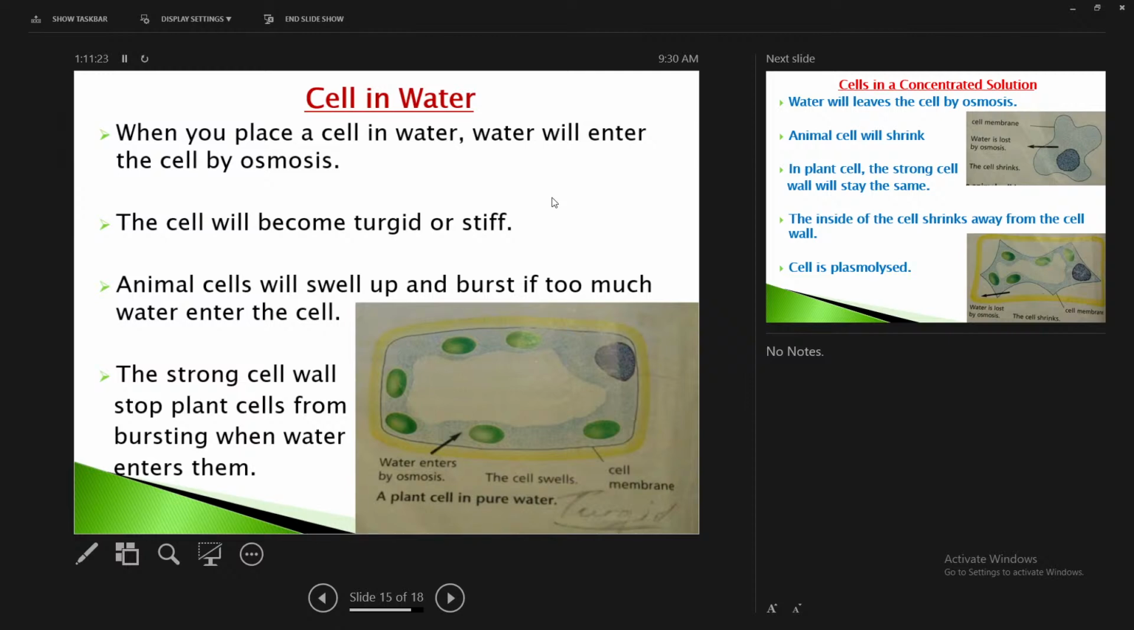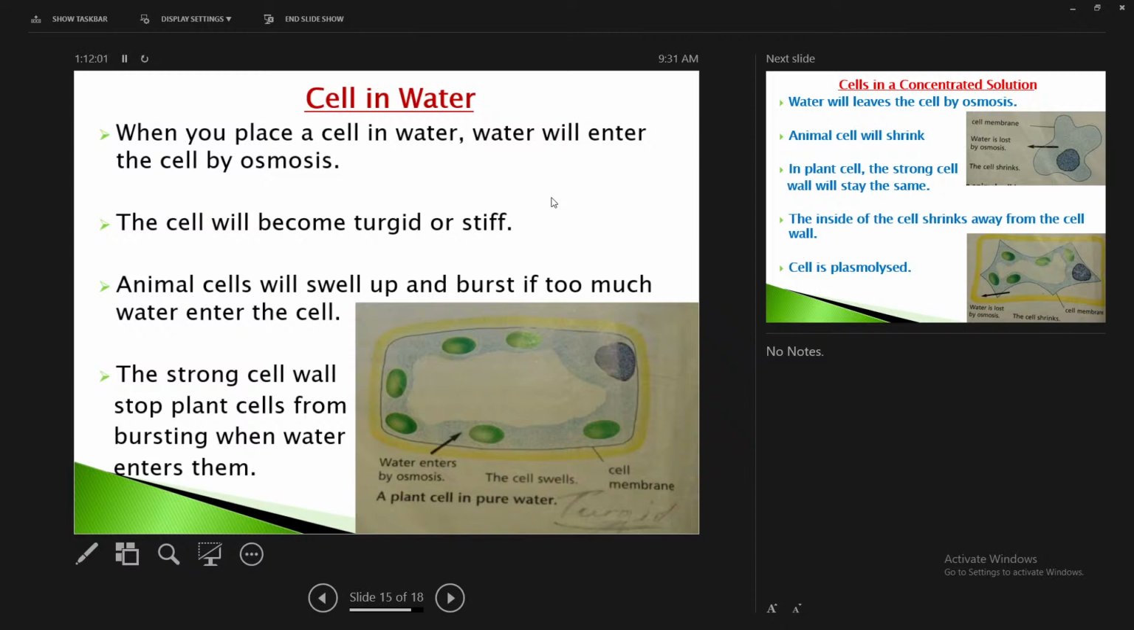So the second point is that the cell will become turgid, or stiff. Once you place the cell in water and water starts to enter the cell, it will become turgid, or if you want to use the word, stiff. A perfect example is dry peas, like red peas. Let's say you want to cook some red peas. Rather than just throwing the peas in boiling water, you can make it much simpler by putting the peas in some cold water before you start cooking.